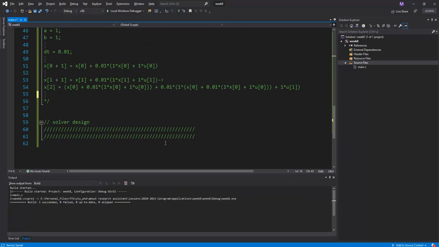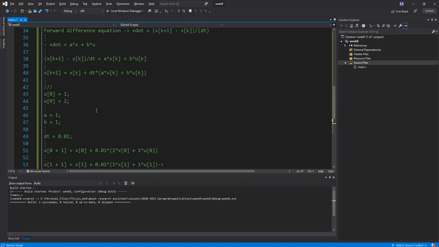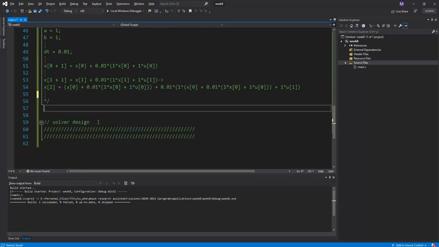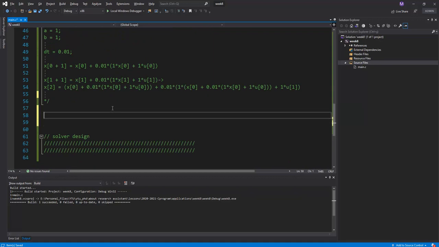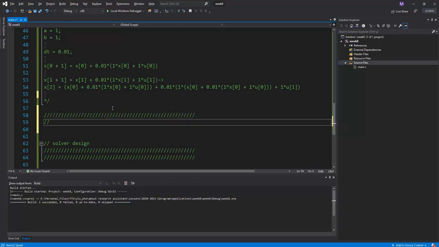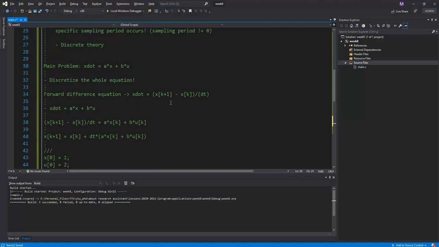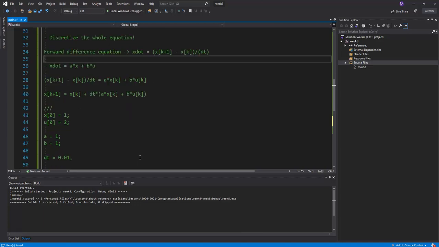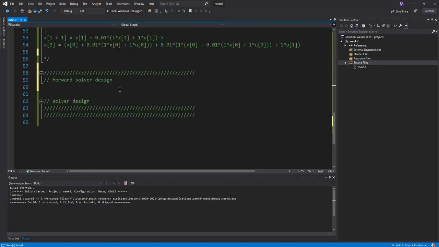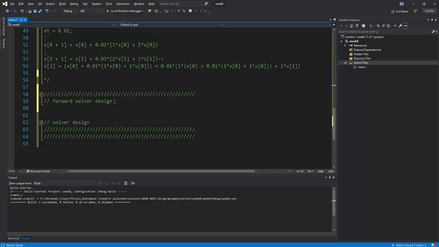Okay, and so if we have the whole knowledge about the codes in here, then we can build the main function blocks at this position. The forward solver design, the name should be changed because the method which we are using in here is the forward difference equation, and so we also have another two solver designs, the backward and the centered. Okay, but in this lesson we will use the forward solver design techniques.